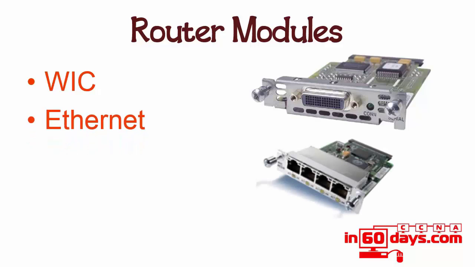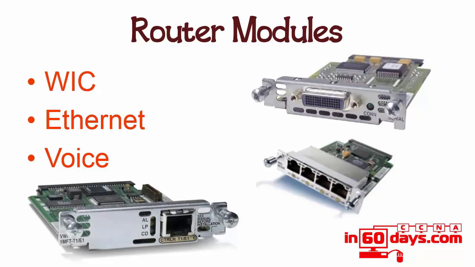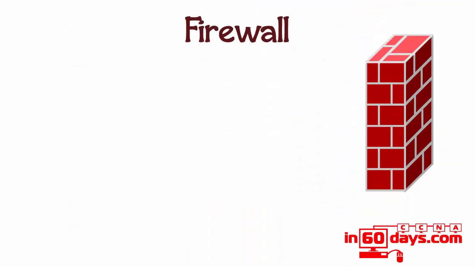You can get Ethernet modules as well. Say you wanted a mini switch inside your router for whatever reason. You can get voice modules. This is what's known as a VWIC 1MFT T1/E1. Again, some of these may not be available anymore. Cisco may have changed for whatever reason. You can check online or with your Cisco sales rep if you've got one.